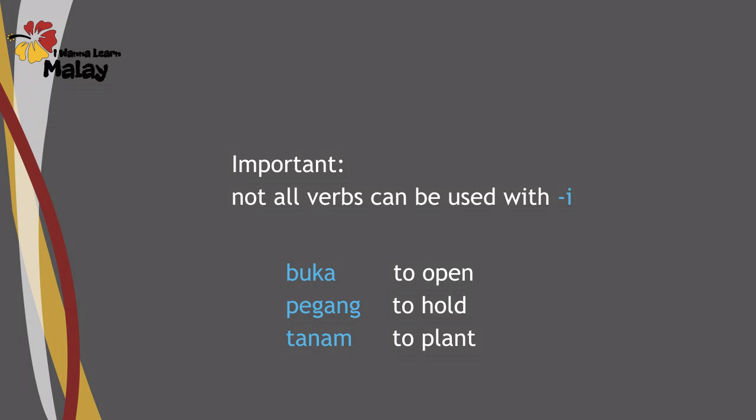For example, the verb buka, to open, it's mostly followed by the suffix kan. Pegang, to hold, or tanam, to plant. So those are several examples which you almost never see the suffix e following the verbs. And these are mostly transitive verbs. So if you find it hard, difficult to use the suffix e, just keep it simple because it's mostly used in formal Malay. So you don't have to worry if you're speaking on a day-to-day basis.